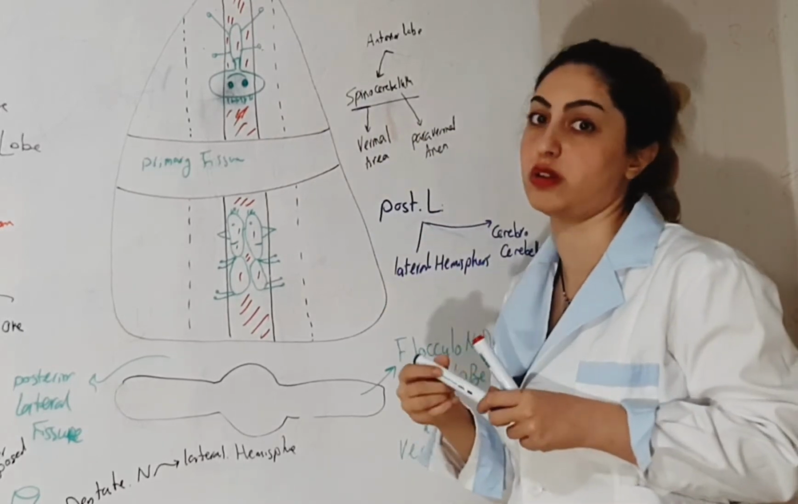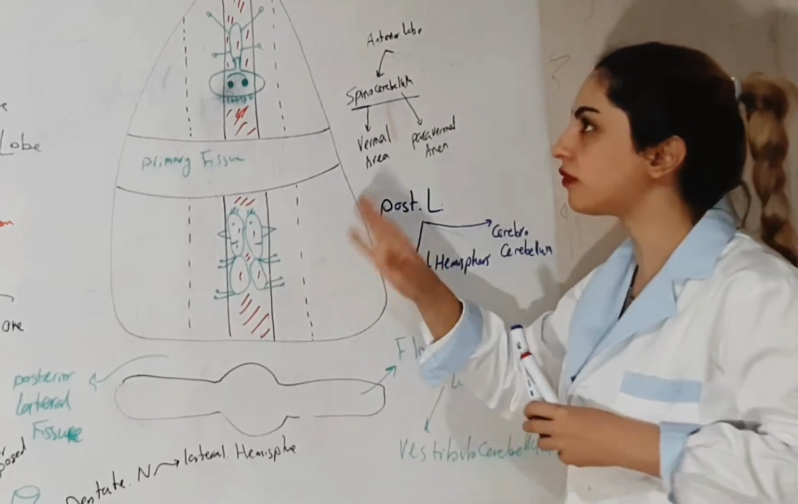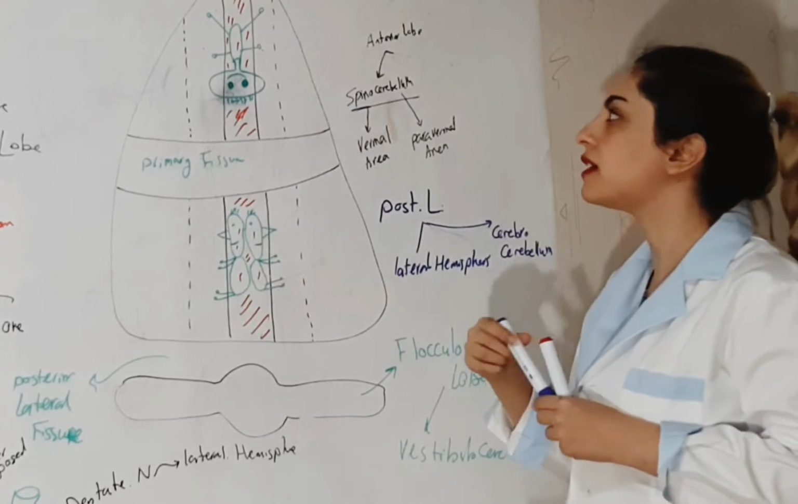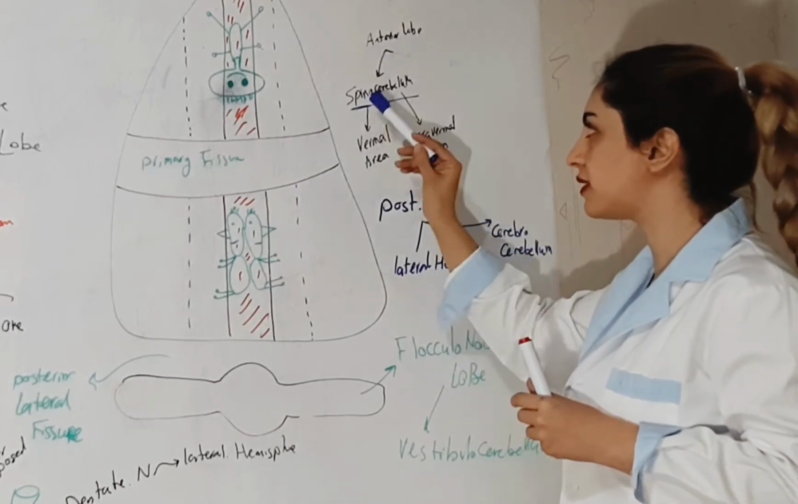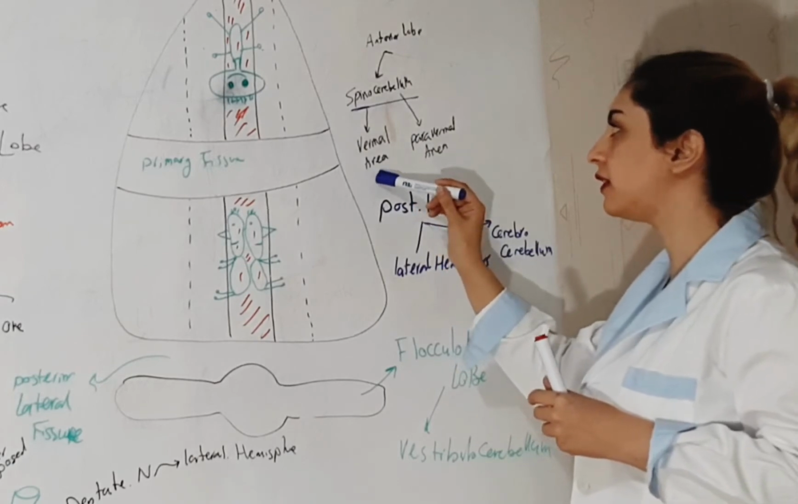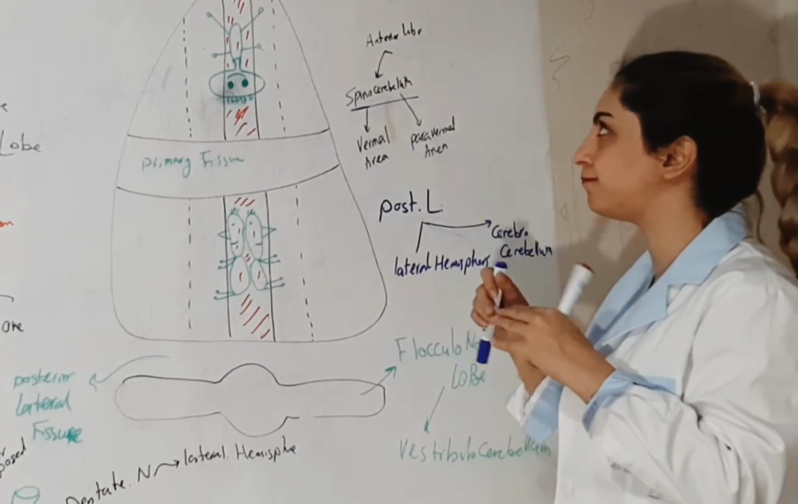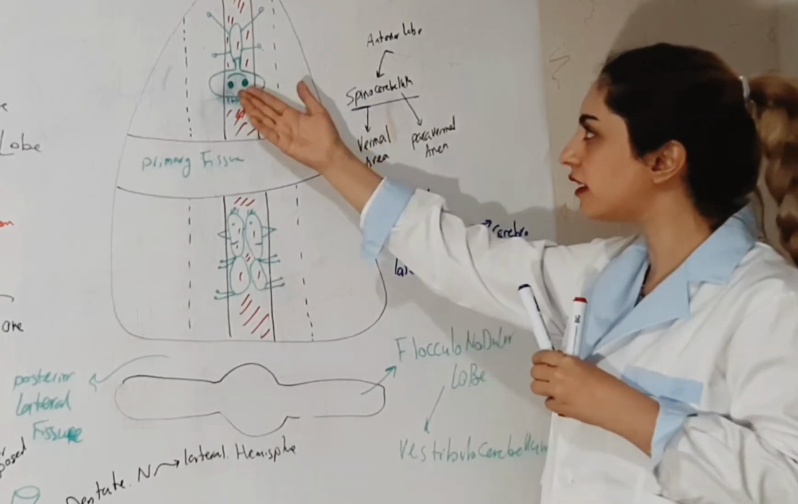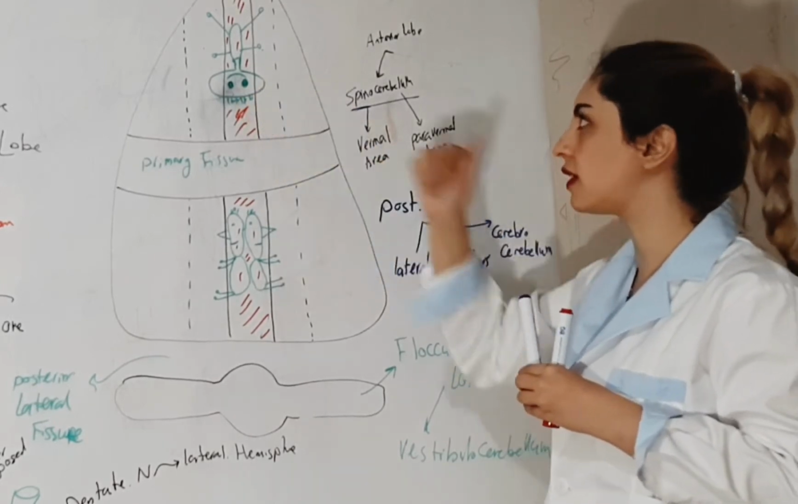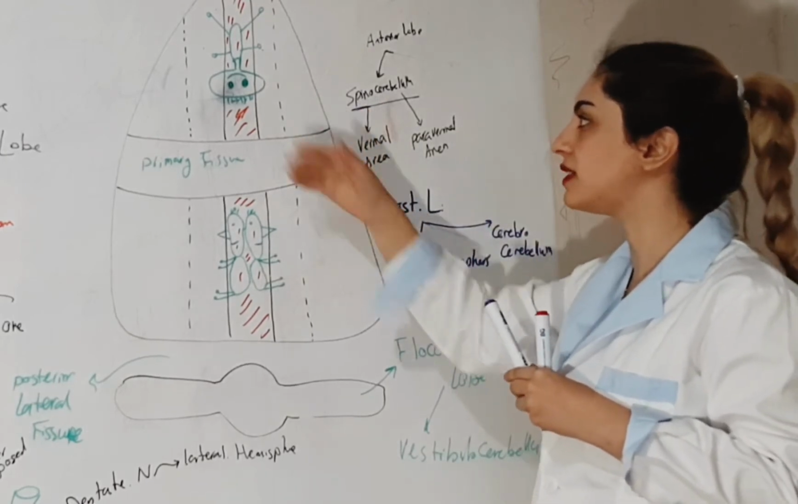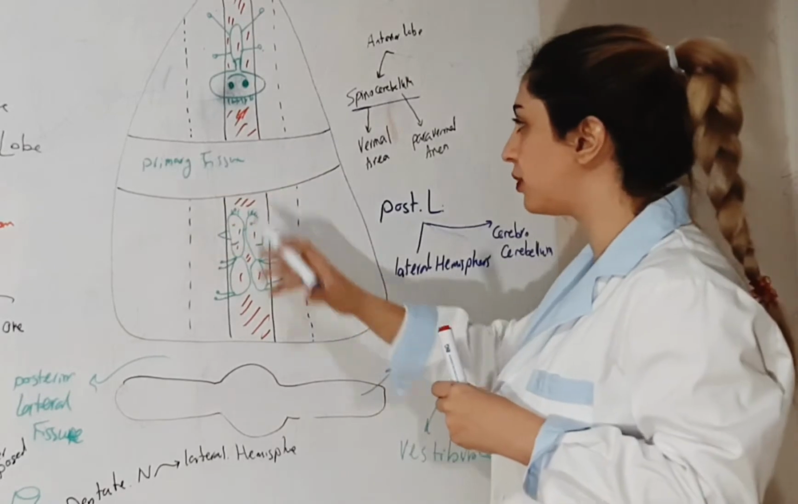So the vermal and paravermal areas are the anterior lobe, but this is the anatomy and the functional part. The anatomical part is a little different from the functional anatomy, because in functional anatomy, the anterior lobe consists of the spinocerebellum tracts, which are separated into the vermal area and also the paravermal area. And in here I have drawn the homunculus, which is dedicated to the reception of this sensory information. And in here I have the primary fissure.